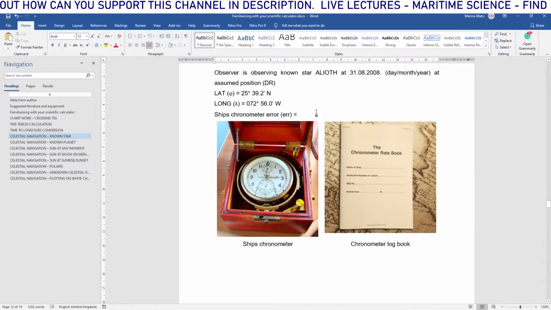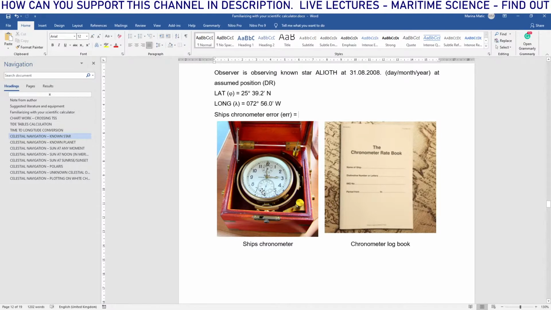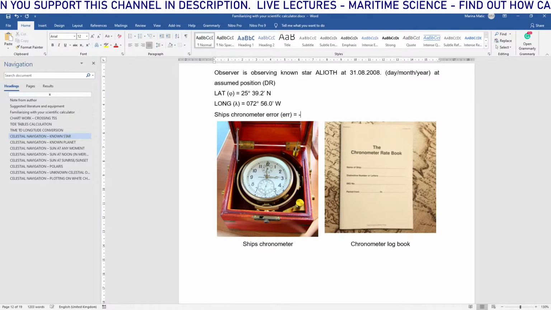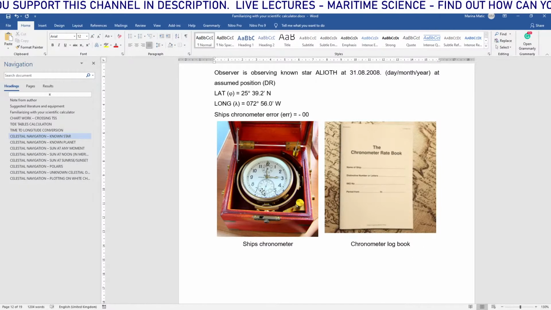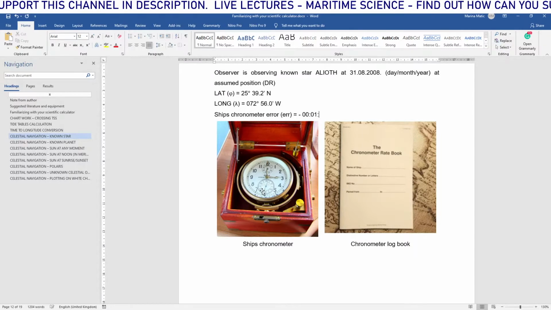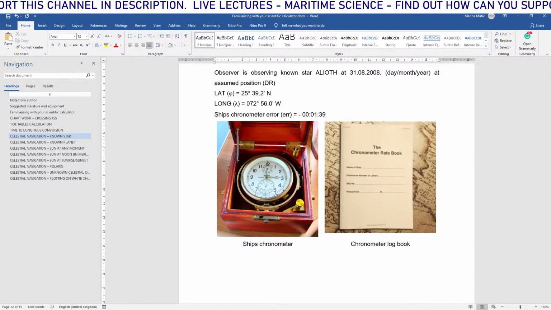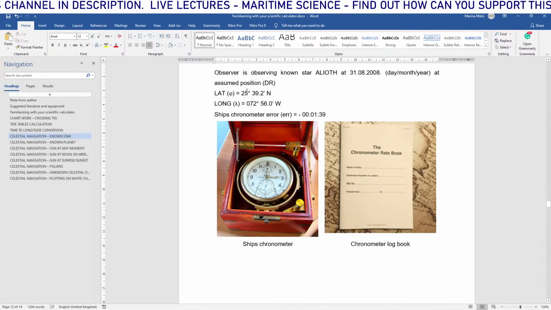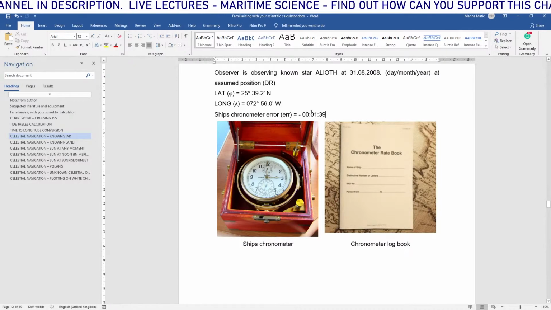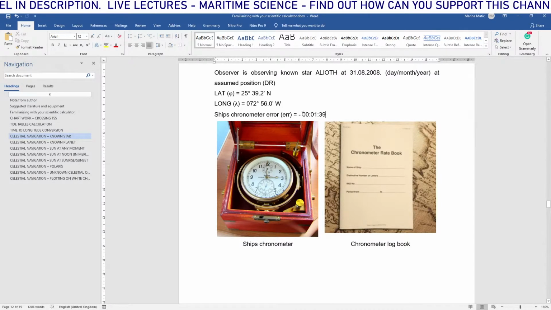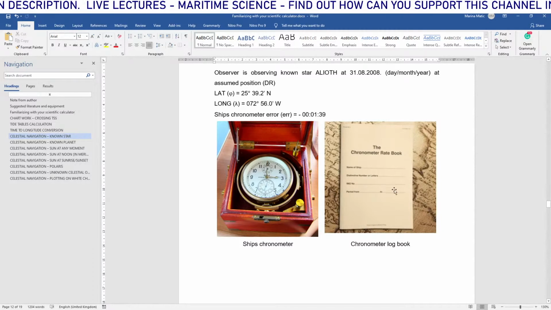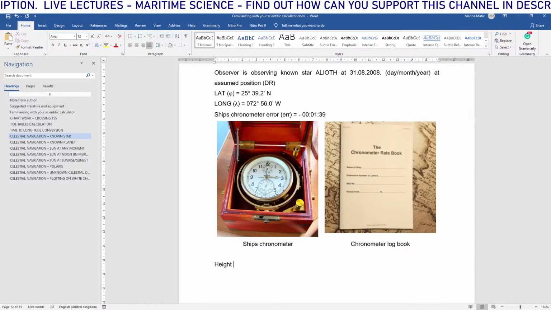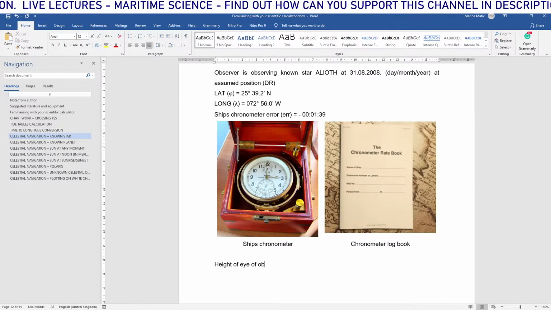So the error can be either positive or negative. So our ship's clock can be slower or faster than the actual time. So in our case, in this task, it's negative: negative 00:01 minute and 39 seconds. This is how we write time usually. This is how we write angles, degrees and minutes. And this is chronometer error time: 00:01:39.